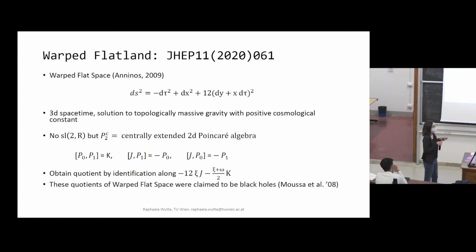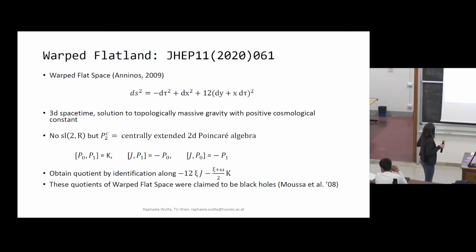But what you can do now, and what is quite often done in 3D, is you can study quotients. If you look at a particular quotient that you obtain if you make identification along a Killing vector, which is a combination of J and K with some constant in front of it, you get a 2-parameter family of solutions. And the parameters are the ones that you introduce when you make the identification. So xi and omega are parameters that you introduce.